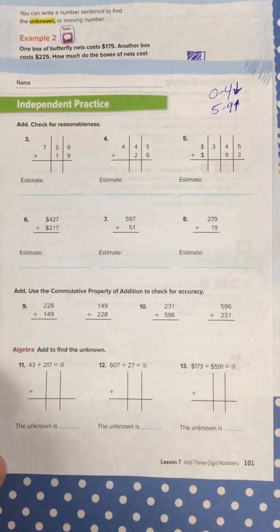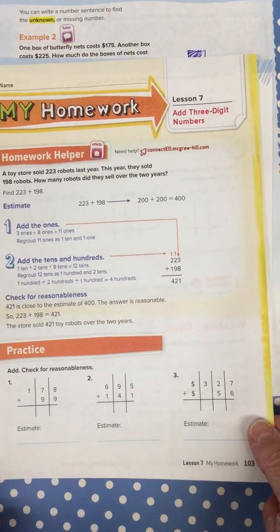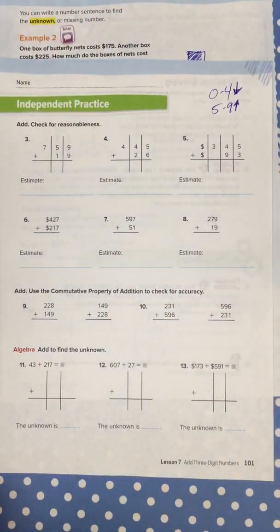Okay? And then you'll see the homework page for lesson 7 and both sides. All right. That's all for now.